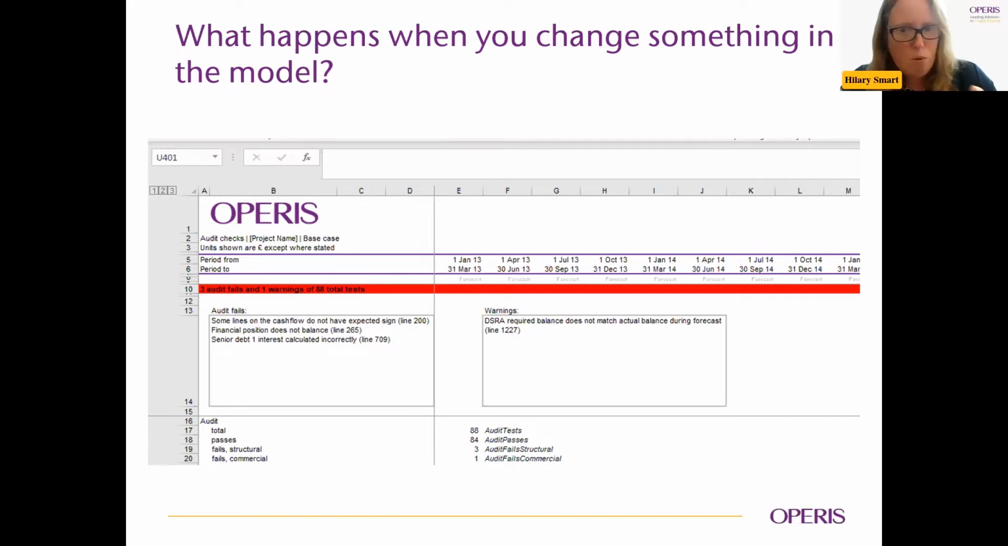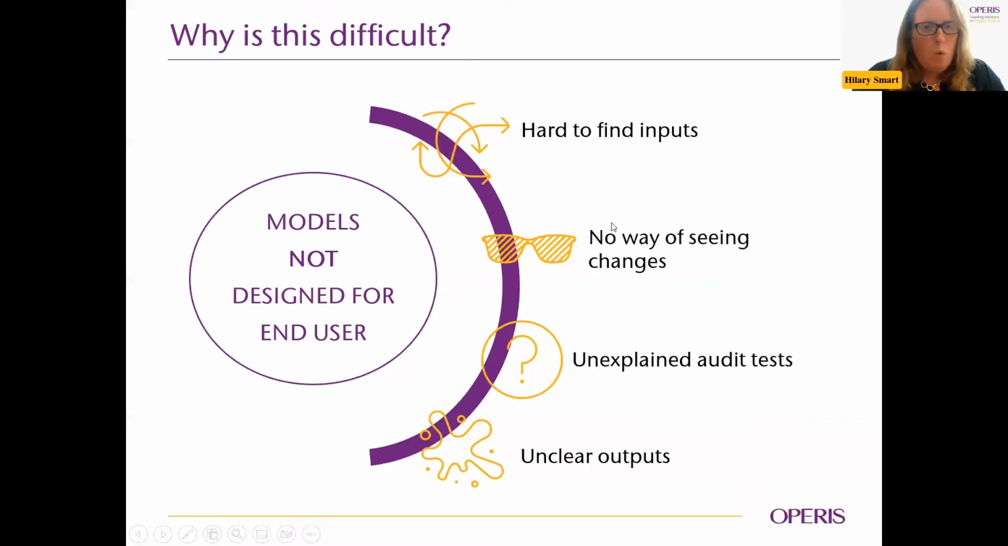But even if all of the model's checks are passing, it's another issue altogether to be sure that the change you have made has had the result that you want. Why is it so difficult to make changes in a model?